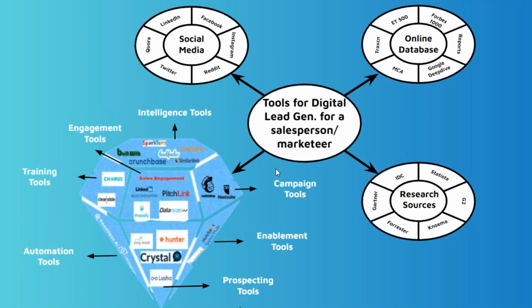And then on top of that, you have social media where you get a huge amount of information, places like LinkedIn, Quora, Twitter. Then you have these online databases, ET500 in an Indian context, Forbes 1000, Ministry of Company Affairs, which I showed you, Tracxn. Then you have research sources like Gartner, IDC, G2, Statista. So this is the universe of tools as well as approaches for intelligence, for finding companies and understanding companies and writing messages to them. So we use a lot of this. I'd encourage you to use some of this if you are trying to do this on your own.